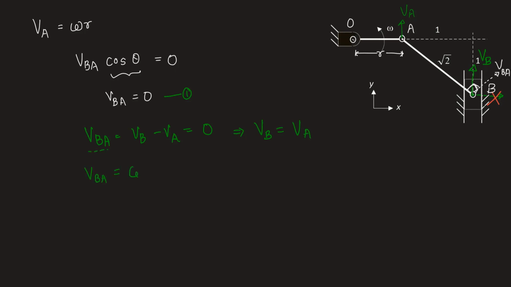VBA can be written as angular velocity of link BA into root 2. But now that VBA is 0, omega BA has to be 0 because root 2 is a constant value. Therefore we can write omega BA is 0. Since link AB does not undergo angular motion, its angular acceleration alpha can be written as 0. We need to find the acceleration at point B. So we have identified that the angular acceleration component is 0.